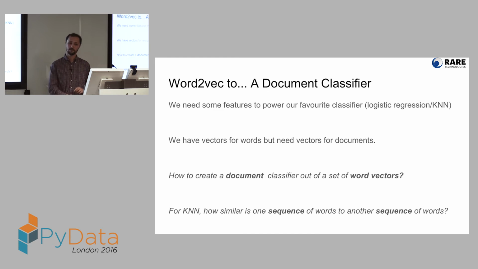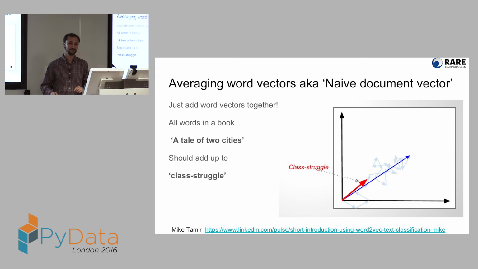Okay, so now let's come up with some kind of classifier. Before, we had vectors for king and queen, but we never had vectors for documents yet. So we have a sequence of words, and I have another sequence of words. How do I compare them to each other? The simplest thing to do is just take the mean. Just add them all together and normalize. This is the simplest thing you can do. Some people call it naive doc vectors, some people call it averaging.